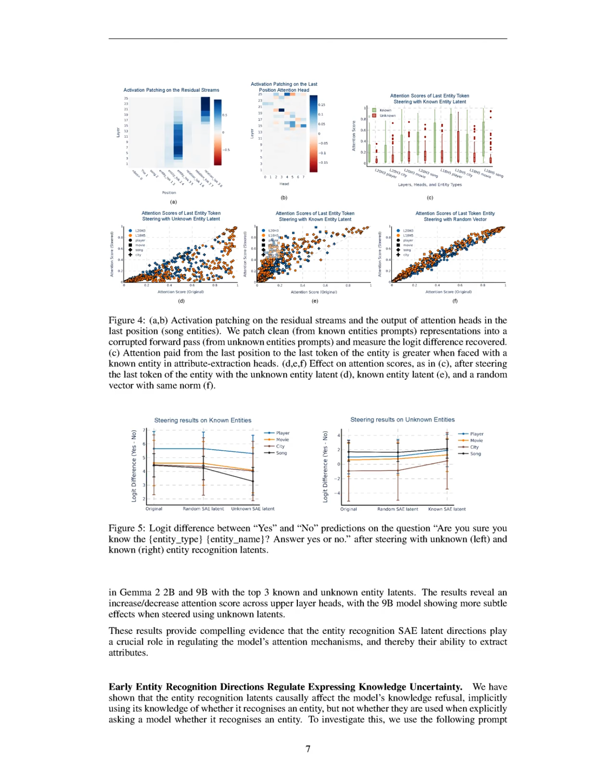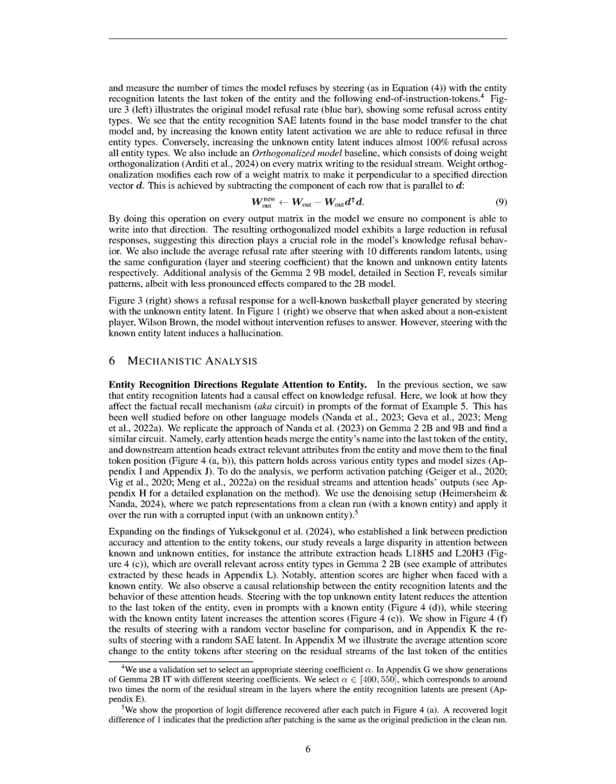One limitation encountered in our approach is the specificity of the entity recognition directions, which may not generalize well across all types of entities or contexts, as indicated by the varying effectiveness of the SAE latents in different layers of the model. Additionally, while we found that steering with these latents can influence knowledge refusal and hallucination behavior, the effects were less pronounced in the Gemma 2 9B model compared to the 2B model, suggesting that model architecture may impact the efficacy of our method.